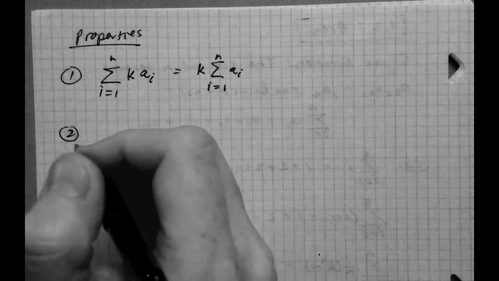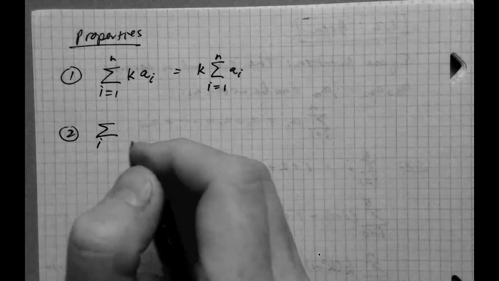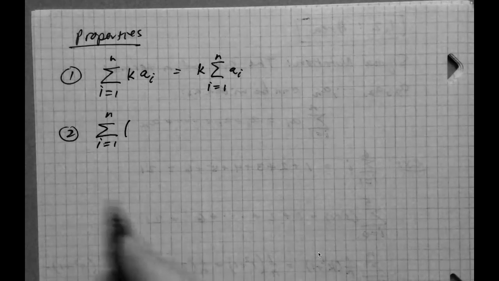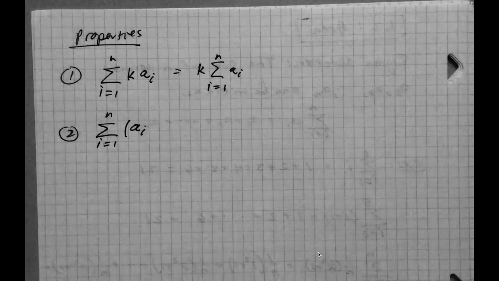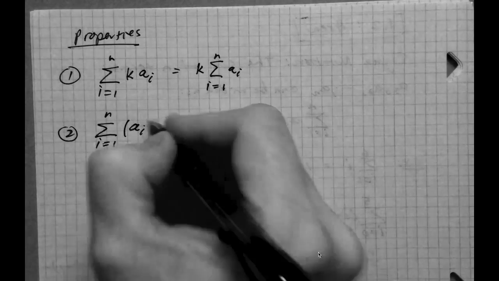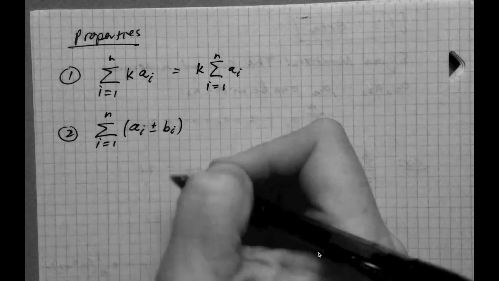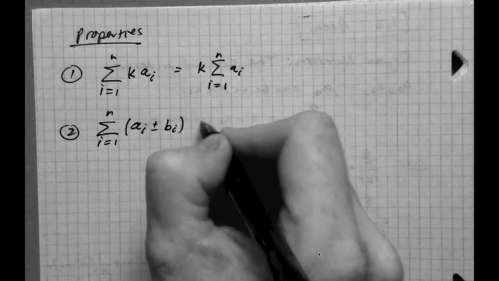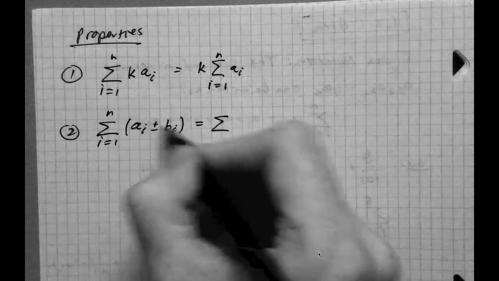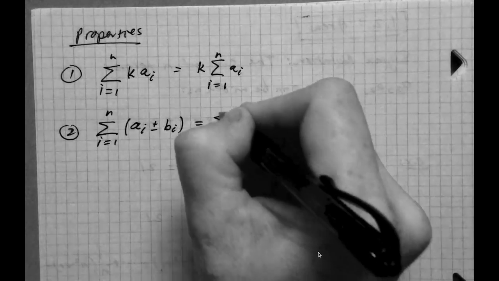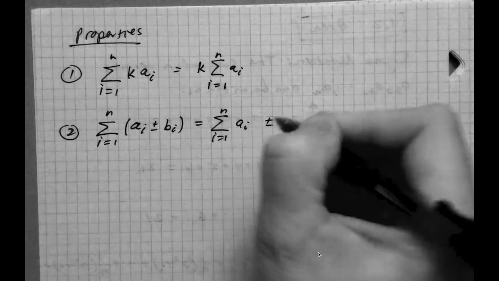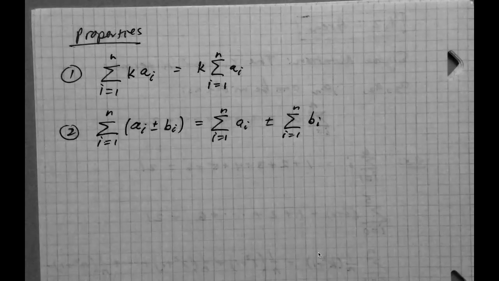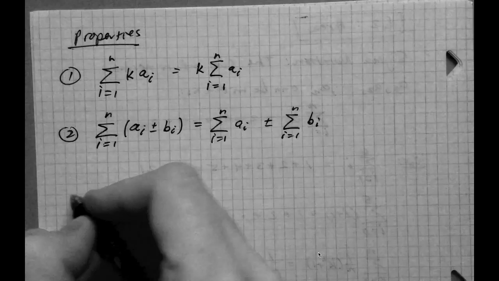The second one is the sum, i equals 1 up to n, where each of the terms has a sum or difference in it: ai plus or minus bi. In this case, it's appropriate to break the sum of each term apart, like so.